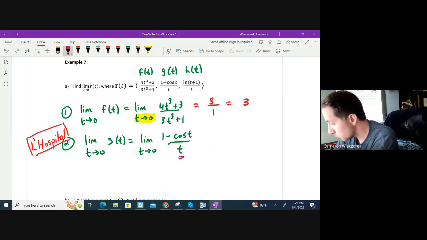For now, the short version, L'Hopital's rule, if you end up getting 0 over 0, or if you end up getting infinity over infinity, those are all examples of indeterminate forms.